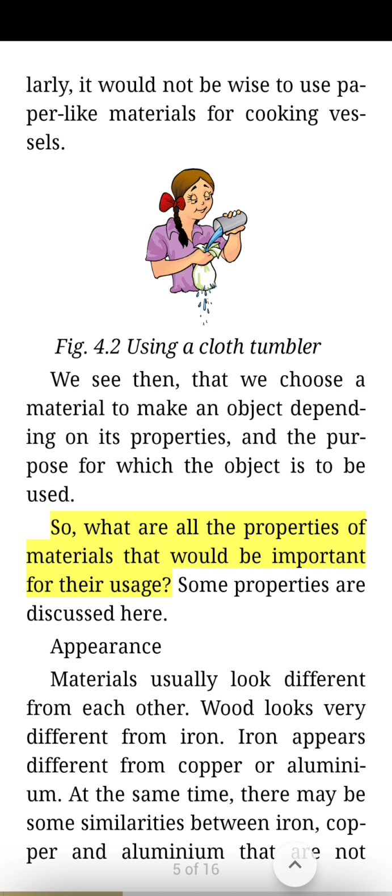So, what are all the properties of materials that would be important for their usage? Some properties are discussed here. Appearance. Materials usually look different from each other. Wood looks very different from iron. Iron appears different from copper or aluminium. At the same time, there may be some similarities between iron, copper, and aluminium that are not there in wood.